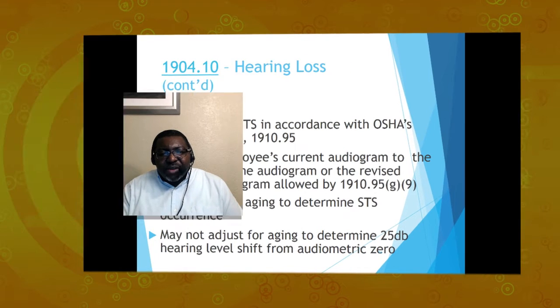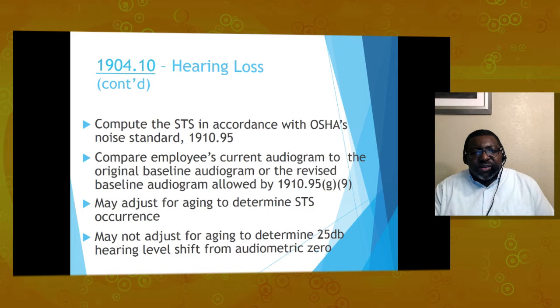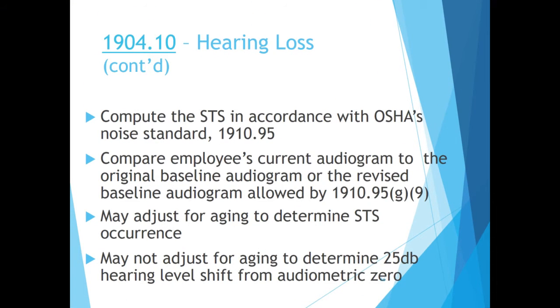So there is a computation for the standard threshold shift, and you can see that in 1910.95. And you do have that audiometric baseline that you could use depending on the person's age, and there are some other factors. So you can find that in 1910.95.